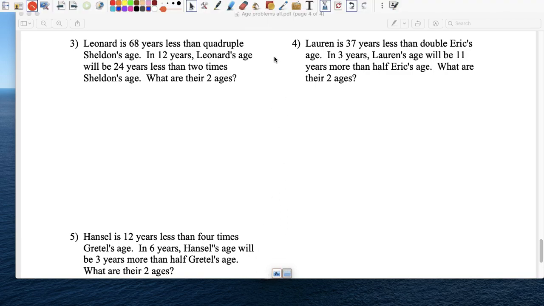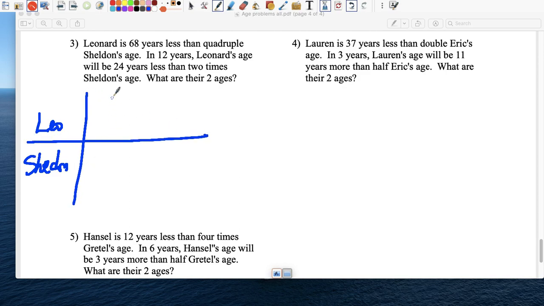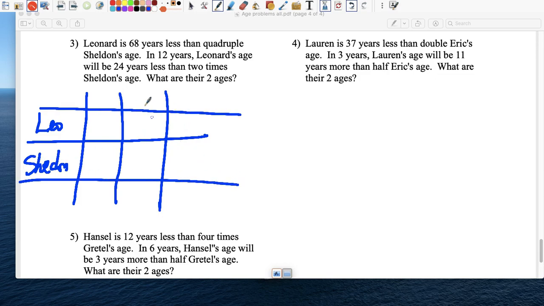Quadruple. I don't hear that word too often. Here's Leonard, and here's Sheldon. I call him Leo. Let's see. Leo is 68 years less than 4 times Sheldon's age. How old is Sheldon? We don't know. Call him x. And then Leo is in terms of Sheldon, so 68 less than 4x, but you know that we have to switch the order, so that's actually 4x minus 68.